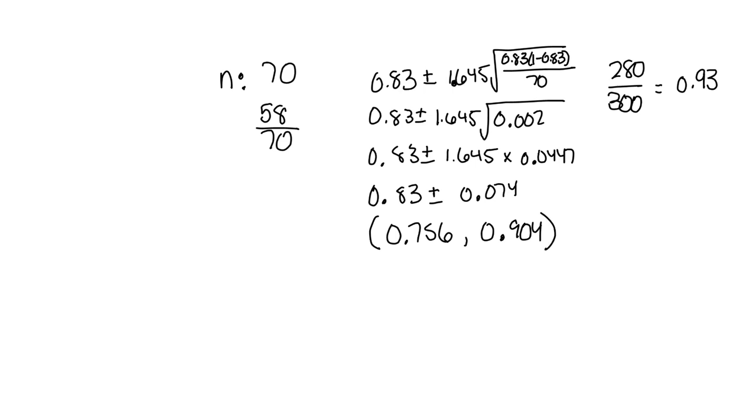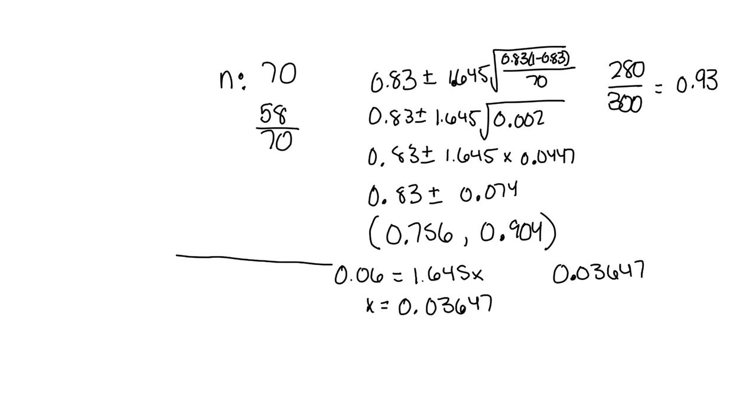Then it says B, what sample size is needed for a 90% confidence interval to specify the proportion within plus or minus 0.06? Round up the answer to the nearest integer. So 0.06 equals 1.645 times x, so then x equals 0.06 divided by 1.645, that is 0.03647. So hold on, this is A, this is B.